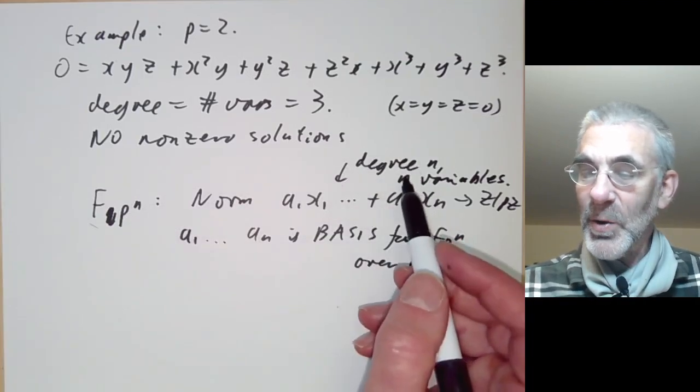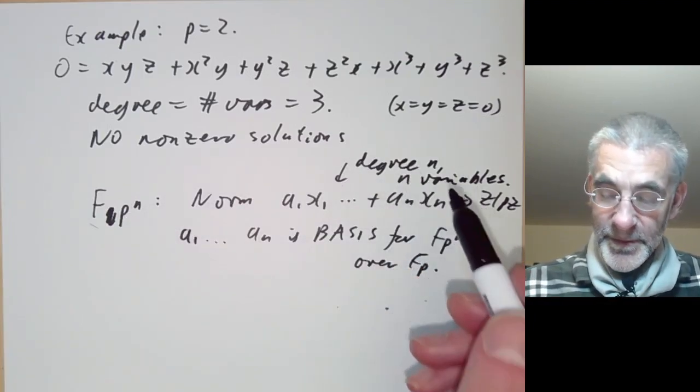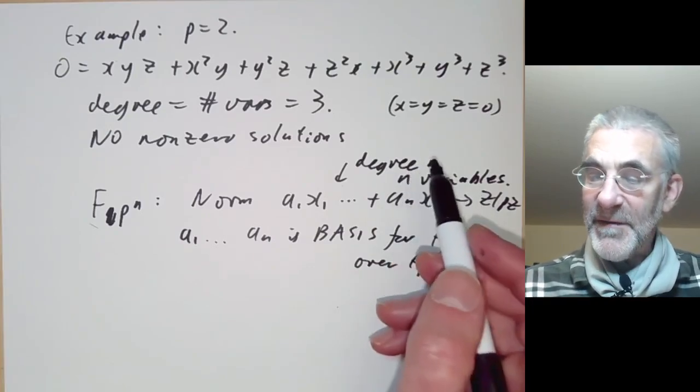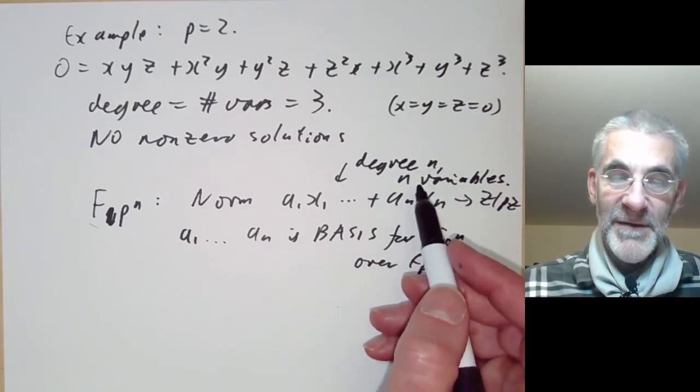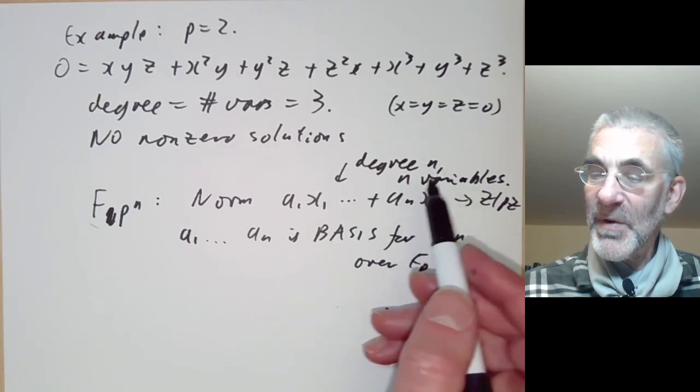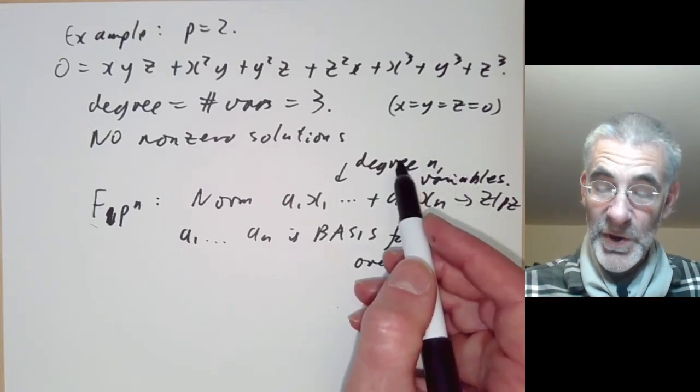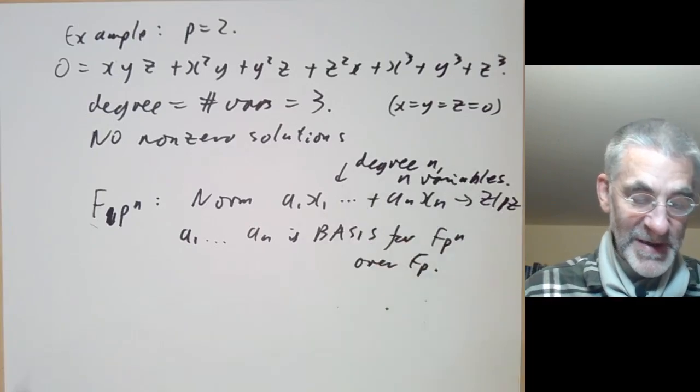So we can always find polynomials of degree n in n variables that don't have non-zero solutions. So the condition that the number of variables must be greater than the degree is in some sense the best possible condition.